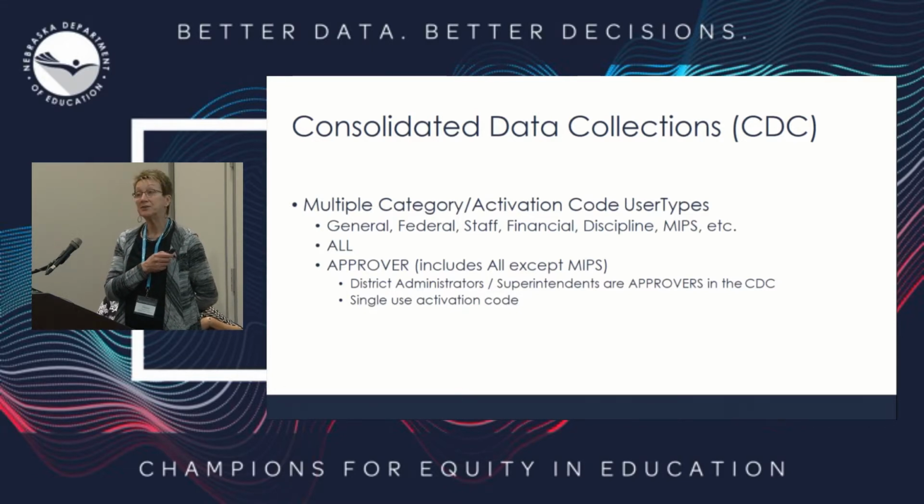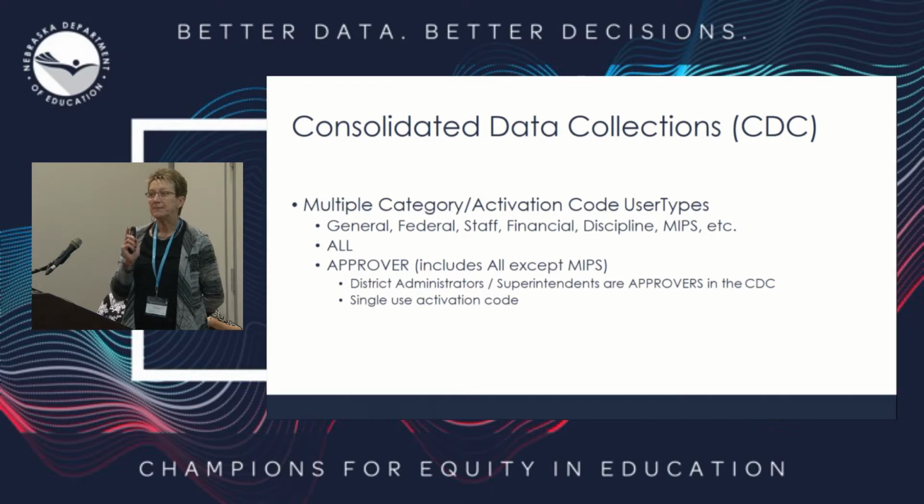There are multiple activation code user types. Ginny kind of mentioned that, I think. The general, federal, staff, financial, etc. You can limit your users to a particular category. There's an all activation code that gives them access to all of the different CDC collections. That means they can enter and submit data. The approver is one user, and it only works on the superintendent or district administrator's portal account. So the district administrator does have to do the approval on all of the collections.